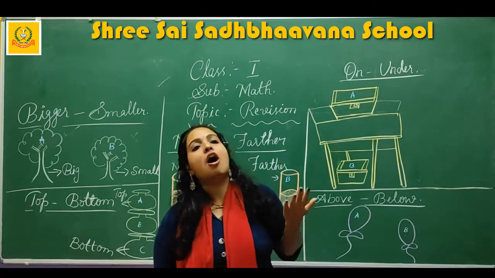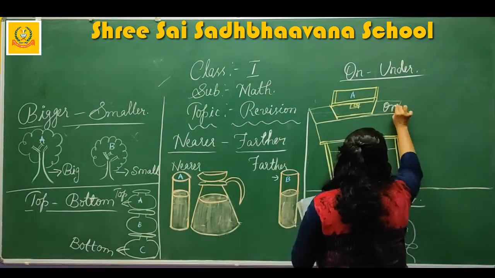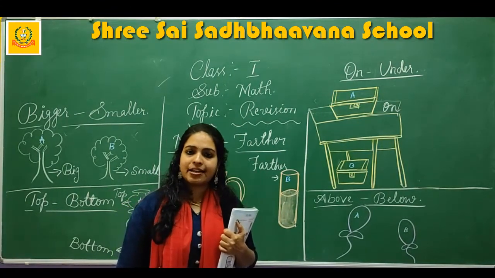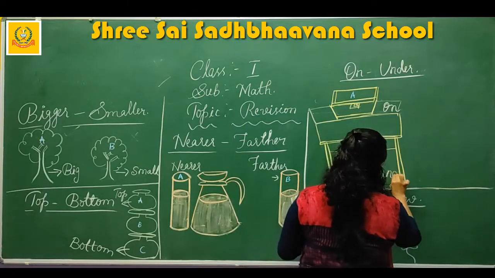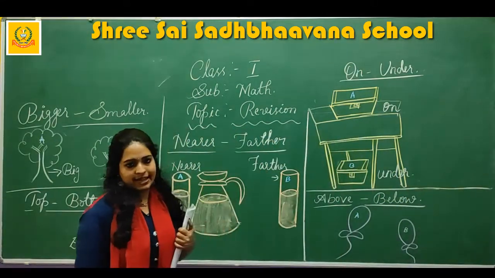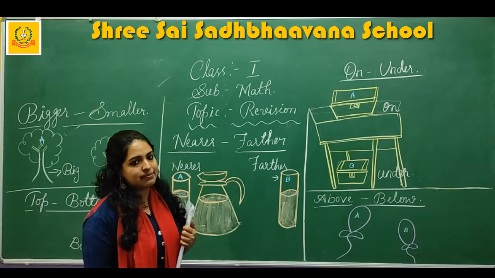Box A is on the table. This is on the table. Then which box is under the table? Box B is under the table. Now you understood what is on the table and under the table?